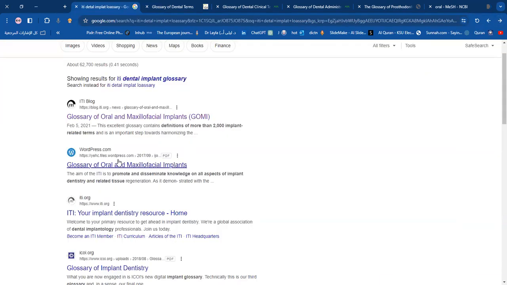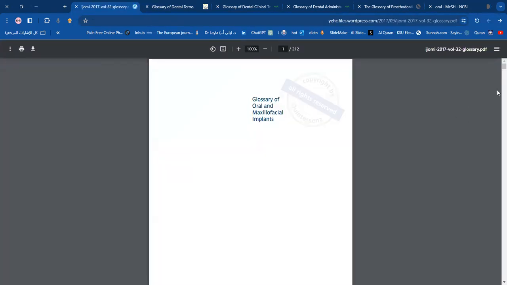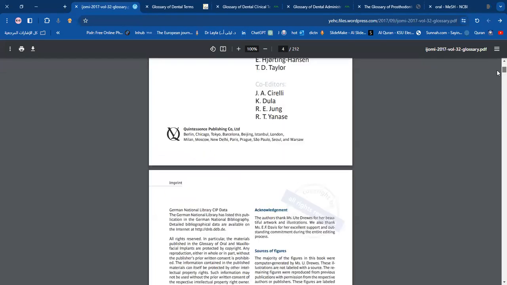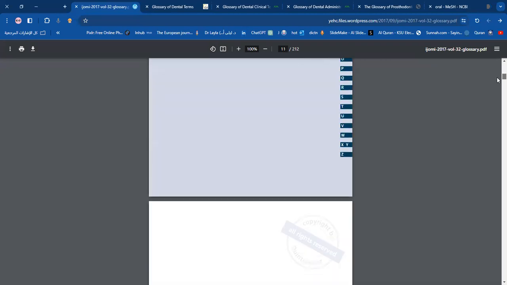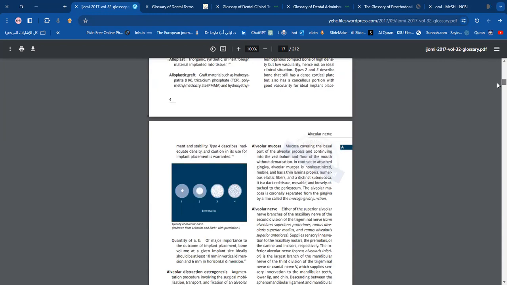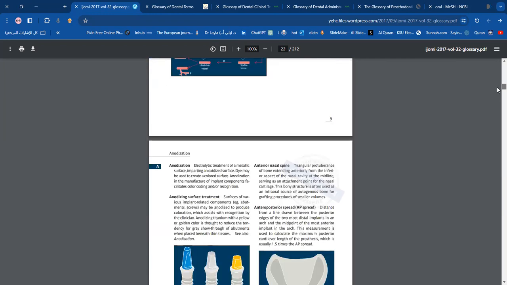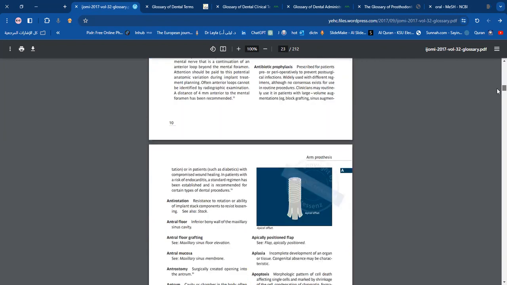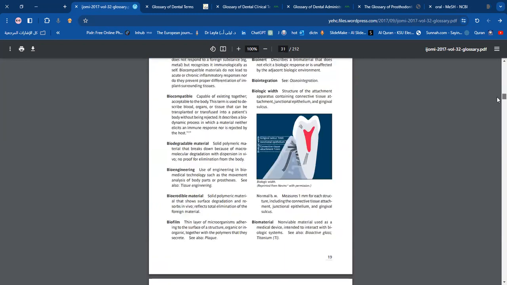Okay. Also, WordPress provides one too. This is a PDF, once more a glossary of implants. It tells you, for example, who published it. It's the Quintessence Publishing body, and they tell you how they produced it, and it has images added. Okay, it's beautiful. It gives you classifications. It gives you things that you need to know or be very accurate about when you use the terminology.